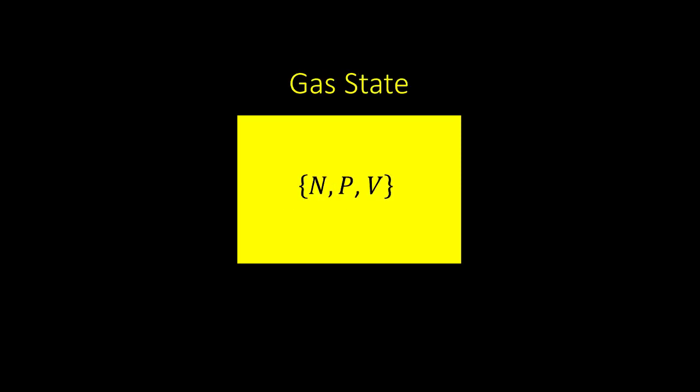For a gas, a subset of 3 is sufficient. For example, N, the number of particles, P, and V. The other variables can be calculated from the subset. These 3 variables are independent of each other.